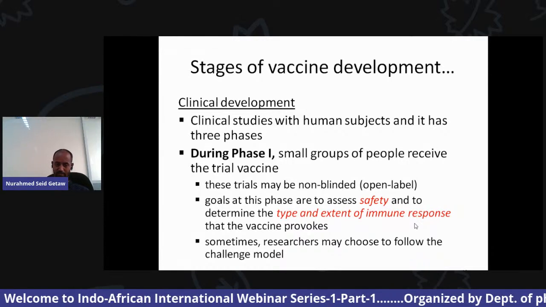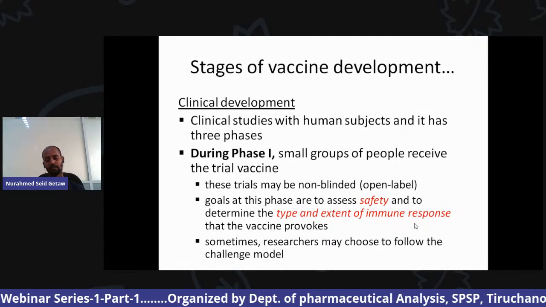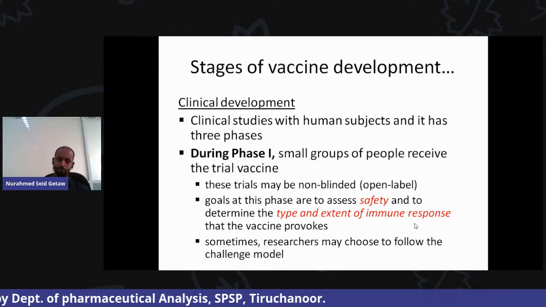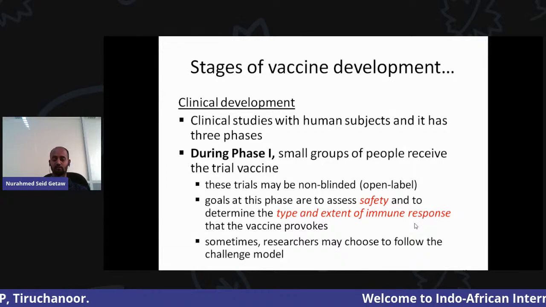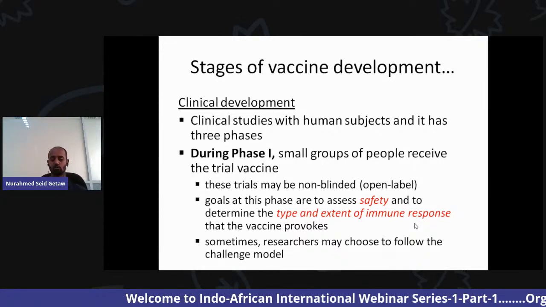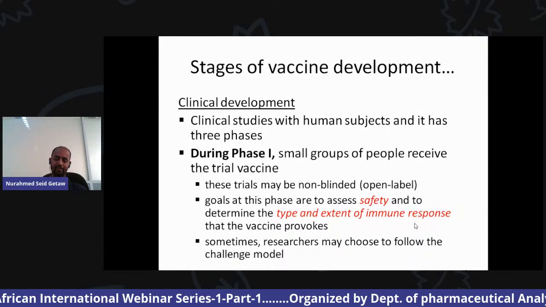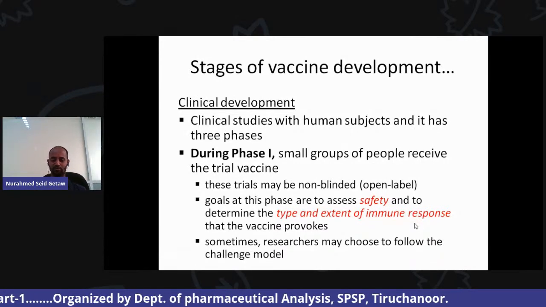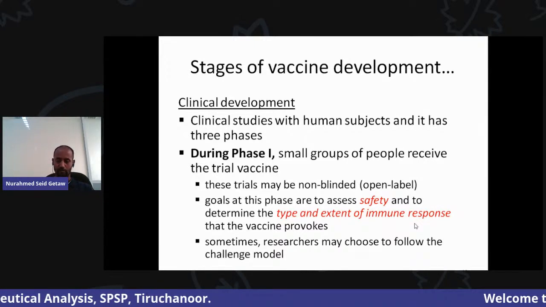To begin with, phase 1 development, clinical development or clinical trial. This phase 1 development involves the use of a small group of humans, particularly less than 100, or at least a few dozens of healthy individuals, who will be used to check the vaccine candidates. And things are not as tough as in phase 2 and 3 and beyond right now.